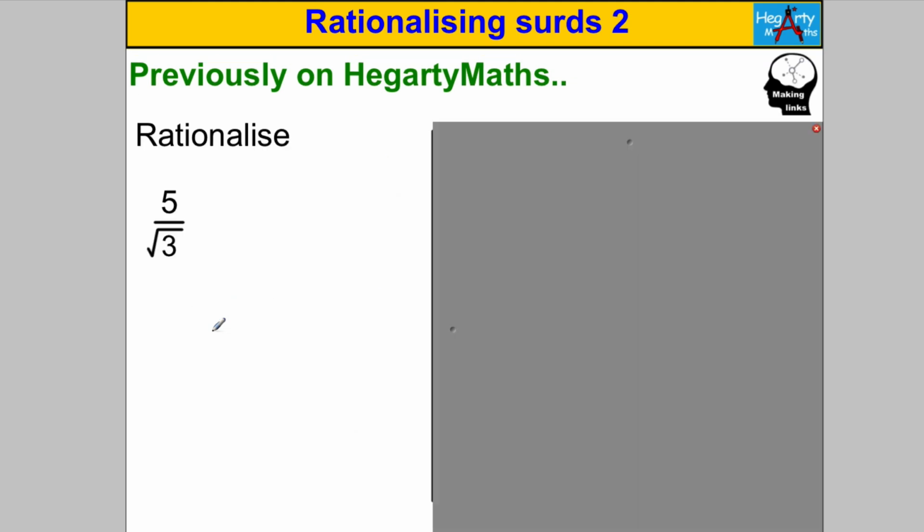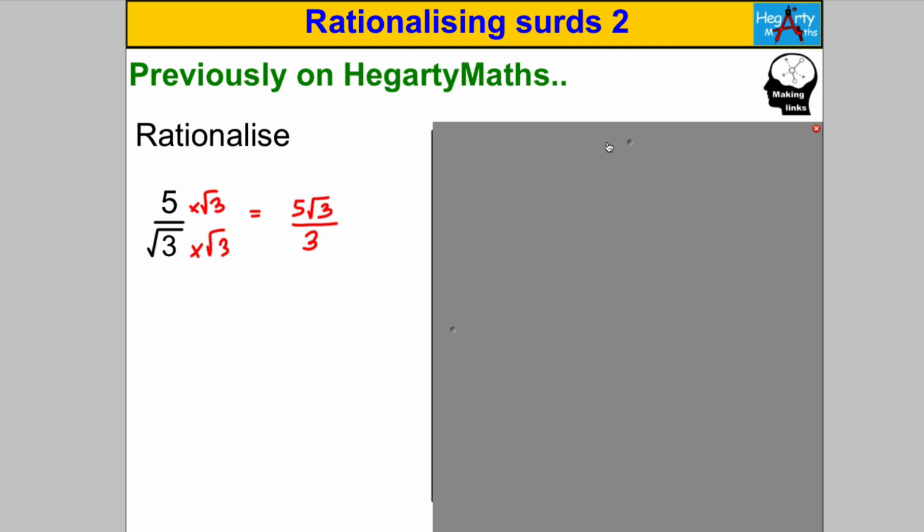And previously in rationalising surds 1, we talked about how mathematicians do not like surds on the denominator of a fraction. So what they do is they think of what to multiply the denominator and numerator by to get rid of that root 3, in this case on the bottom. And they'd say I'm going to multiply top and bottom by root 3. On the top that gives me 5 root 3. On the bottom root 3 multiplied by root 3 is 3. I've got rid of that surd. I have rationalised the denominator.